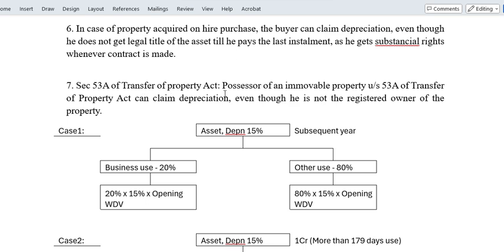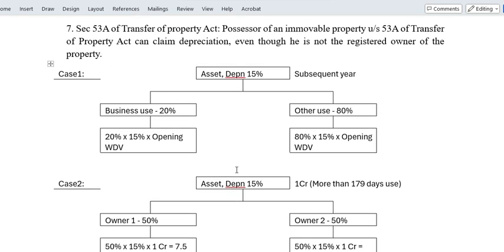Under Section 53A of the Transfer of Property Act, a possessor of an immovable property can claim depreciation, even though he is not the registered owner of the property. Now consider case 1, in which an asset is there, depreciation 15%. There is business use and other use: 20% business use, 80% other use. If he is using 20%, then he will get a 20% share of the depreciation, of the total 15% depreciation on the opening WDV.